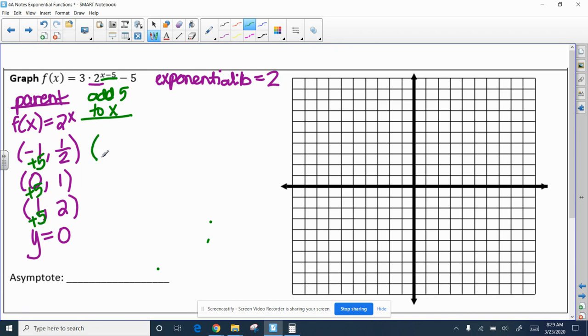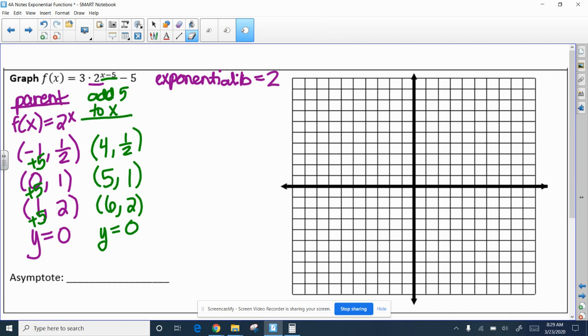So my new x values, -1 plus 5 is 4. This one, 0 plus 5 is 5. And then third point, 1 plus 5 is 6. So my new x values are 4, 5, and 6. So far, my y values are the same. So 1/2, 1, and 2. Also, since this is only affecting the x value, I don't do anything to the asymptote. The asymptote is y equals 0. So my asymptote is still y equals 0.